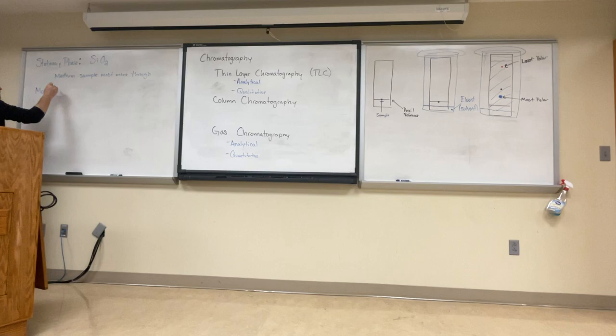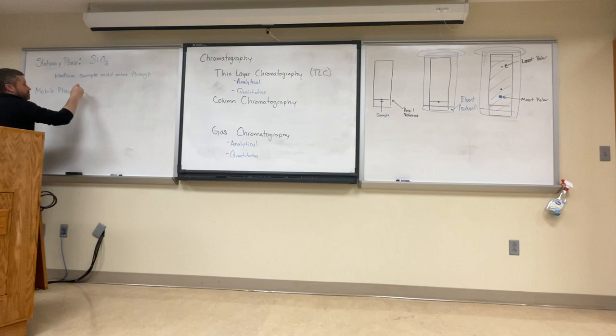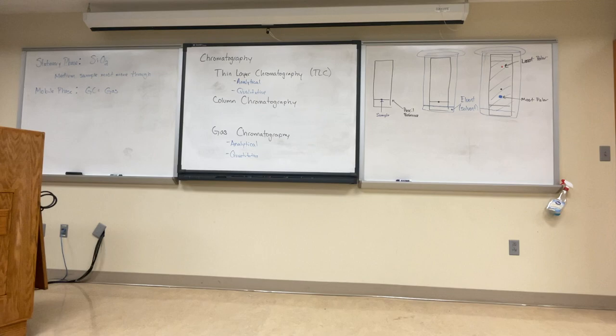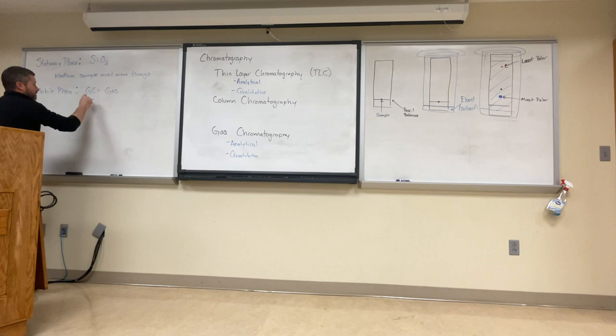In GC, the mobile phase is gas. So as we put that stuff into the gas chromatograph, it's going to vaporize. And then we have either helium or nitrogen, or hydrogen that pushes that material through the column, right? And kind of forces it to interact with the stationary phase. And in TLC, it's the solvent, or the eluent.